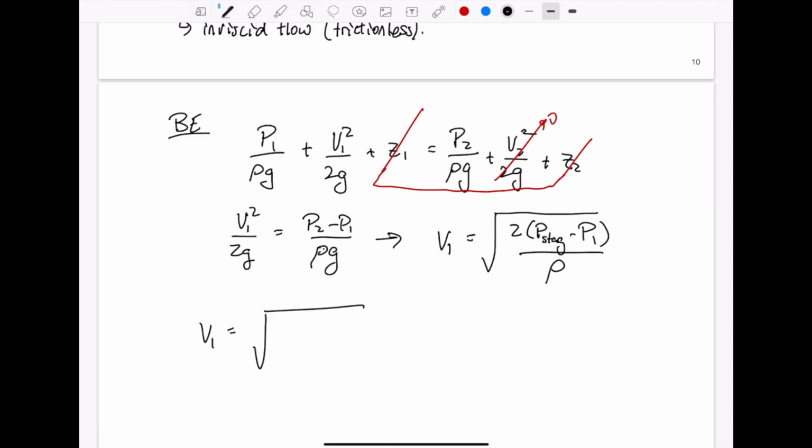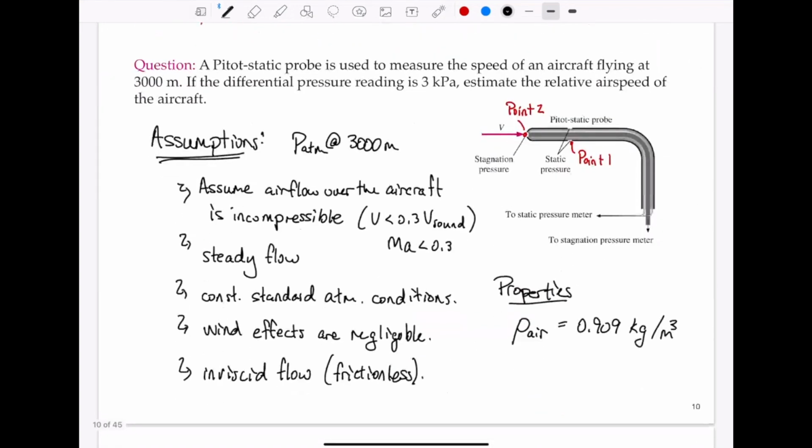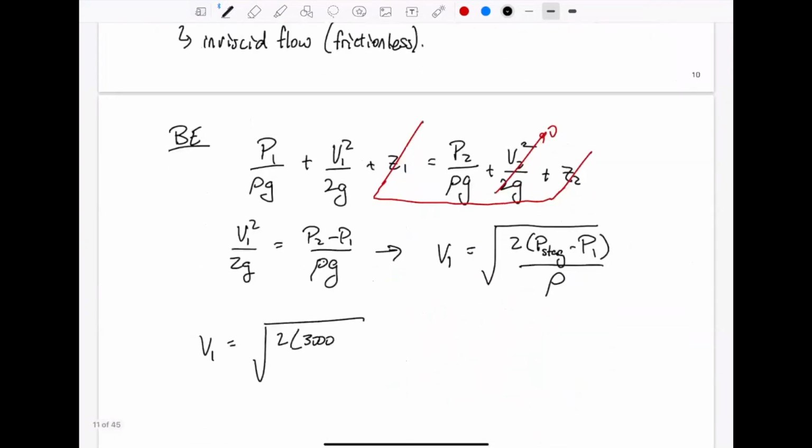Square root of 2 times 3,000 newtons per meter squared. That is because the differential pressure reading was 3 kPa, so 3,000 pascals. So 3,000 pascals divided by 0.909 kilograms per meter cubed.